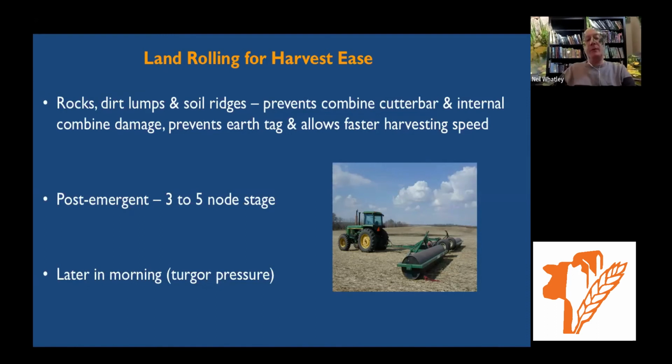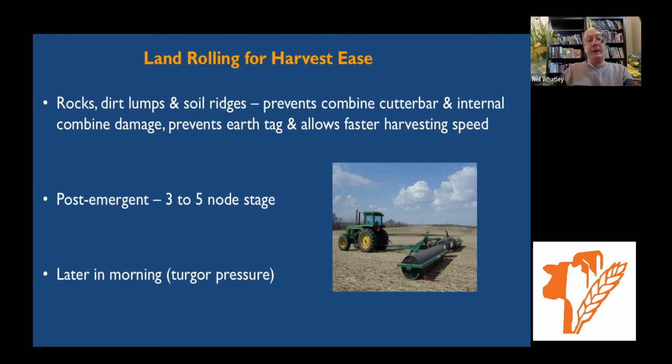You can roll right after seeding, or you can go up to the 3 to 5 node stage. Producers have found that when lentil and pea are just coming through the soil surface, just emerging, rolling can actually be detrimental. So if they're just coming through the soil surface, you may want to wait a few days.